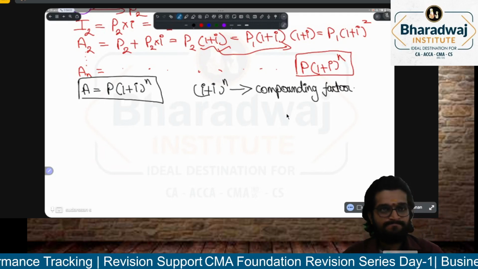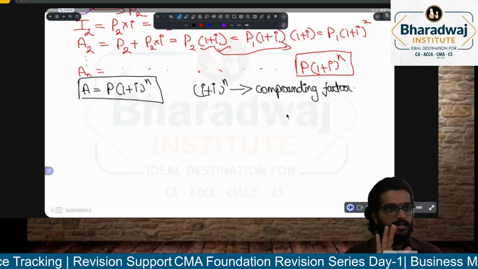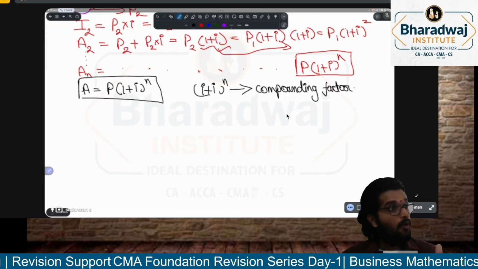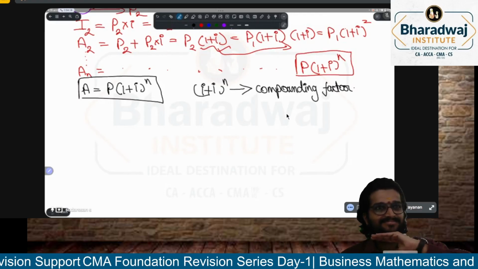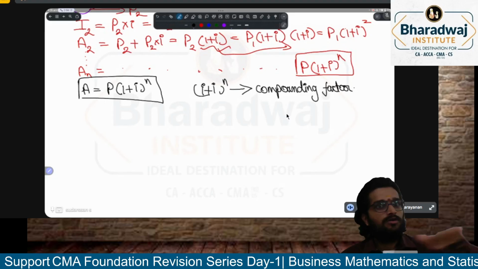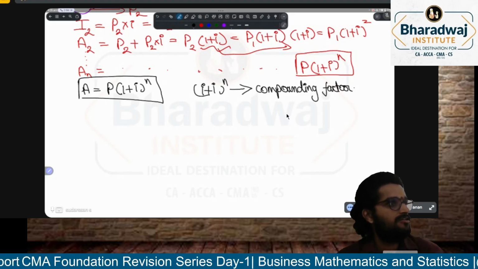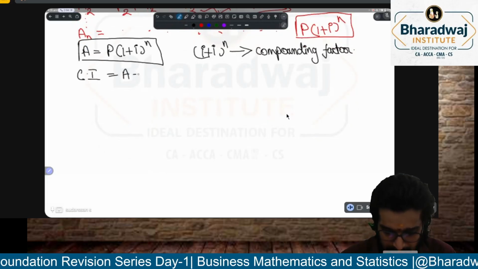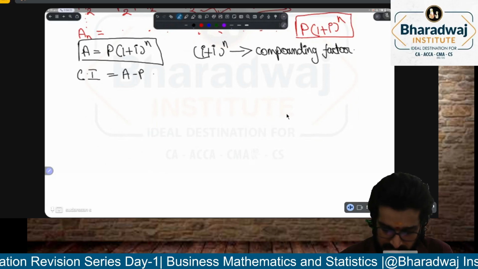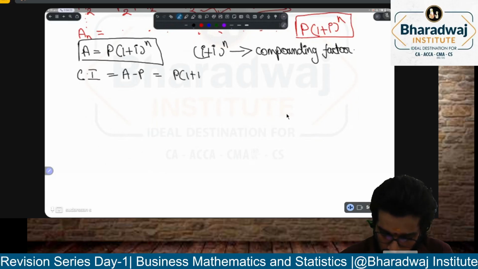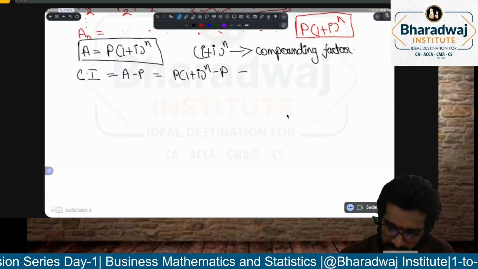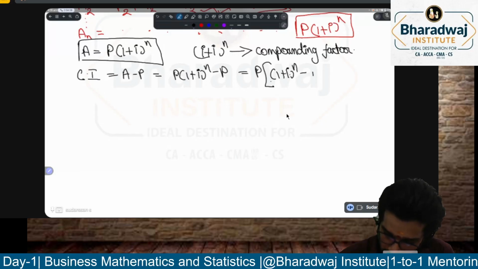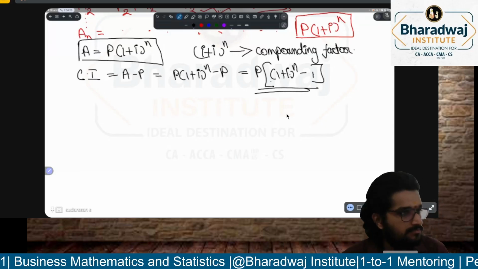Clear? Any doubts? Now, what is the compound interest? We have found only the amount for compound interest. What is compound interest? Amount minus principal. That's it. Which is principal into 1 plus I the whole power n minus principal, which I can once again write as principal into 1 plus I the whole power n minus 1. That's it.